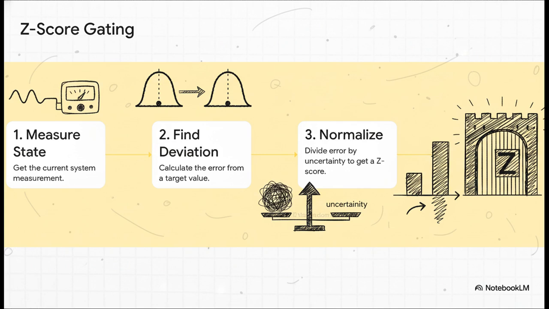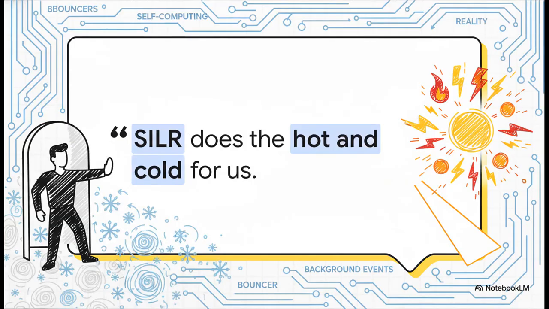Now, step 3. This is the magic key. You divide that deviation by the system's own level of noise or uncertainty. What you get is a z-score, basically a surprise score. And if that number gets high enough, a gate opens and information leaks through. If it doesn't, the gate just stays shut. It's a brilliant self-regulating filter. The source material puts it so perfectly.